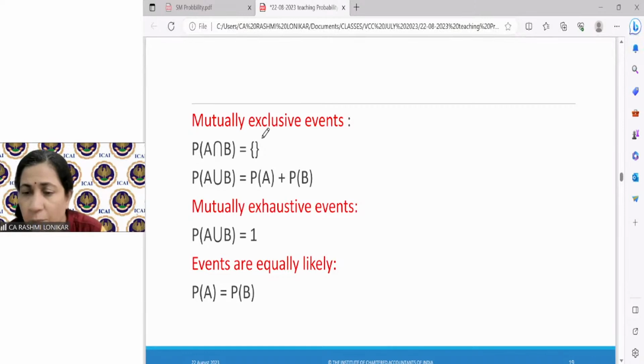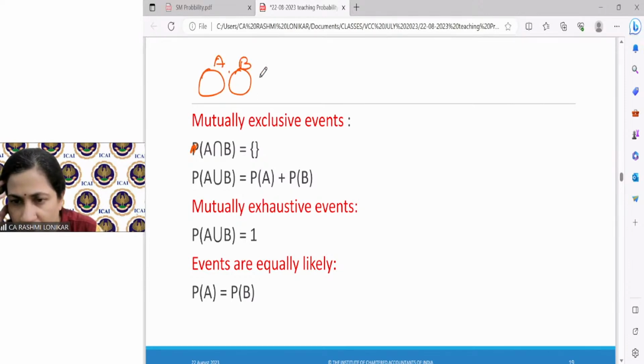Then you have the probability of mutually exclusive events: A intersection B is the null set, so P is 0. A intersection B is a null set because they are mutually exclusive. If one occurs, the other does not occur. So how will it look like? This will be my A and this will be my B. There is no intersection. It is not like this. So you have a phi set.